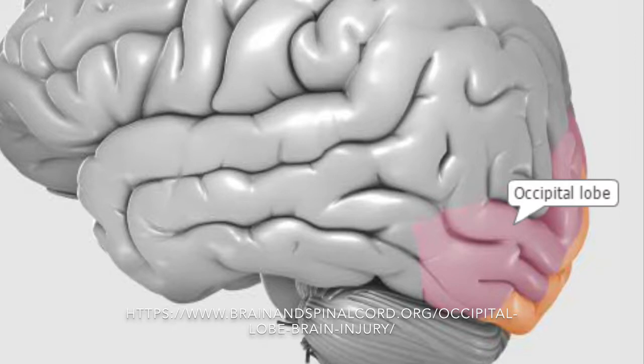However, the occipital lobe does not act alone. The dorsal stream of the occipital lobe connects to the parietal lobe and processes where objects are located. The ventral stream projects into the temporal lobe and processes what objects are. There have been many studies conducted after trauma has occurred to the occipital lobe.